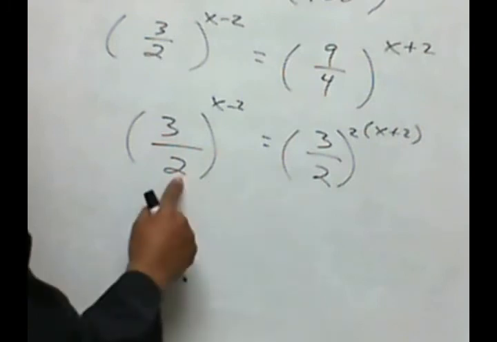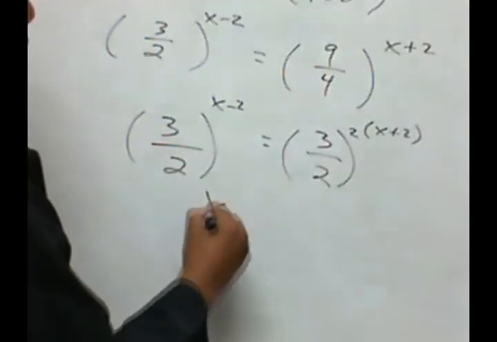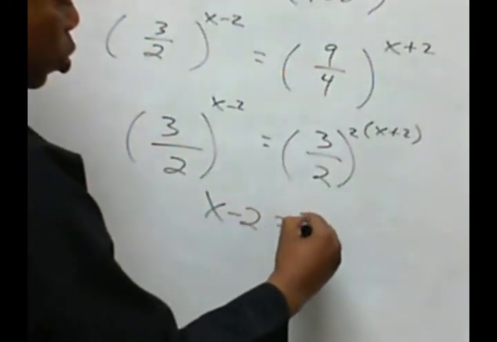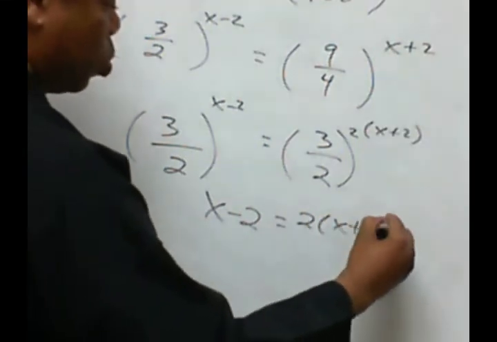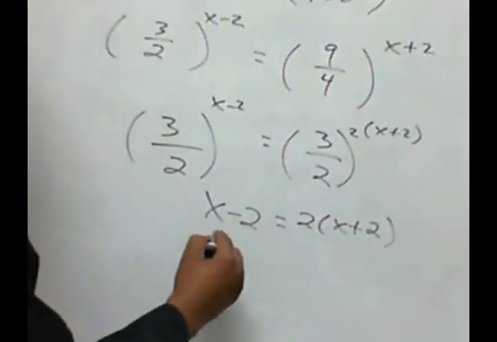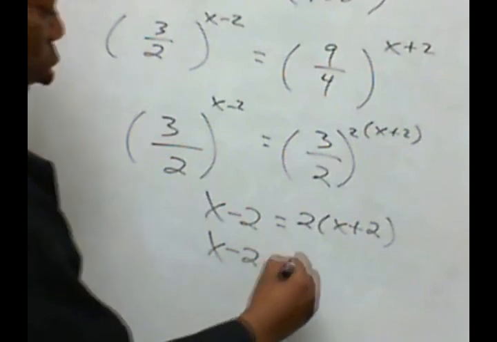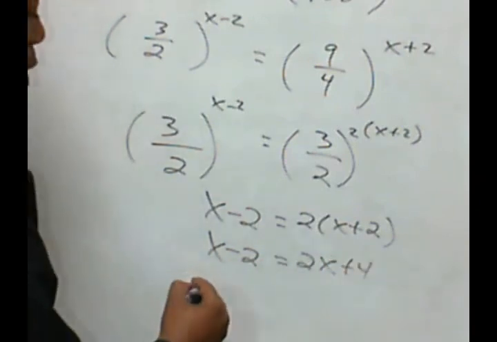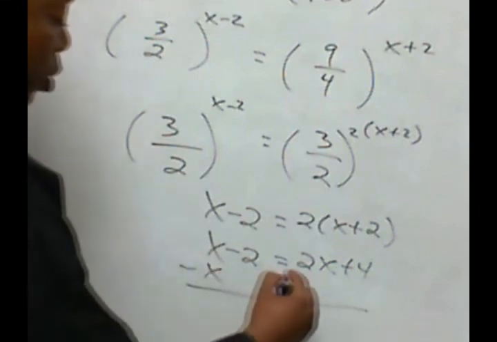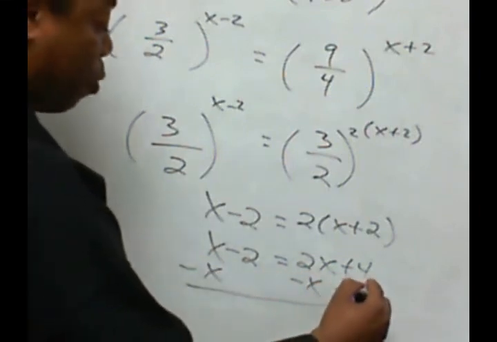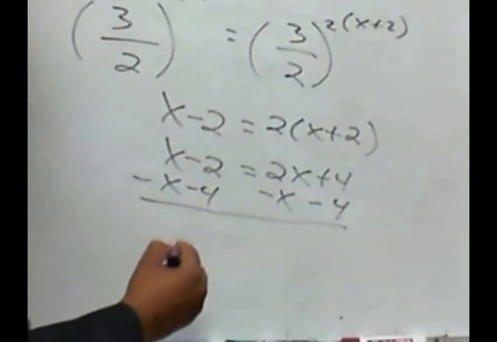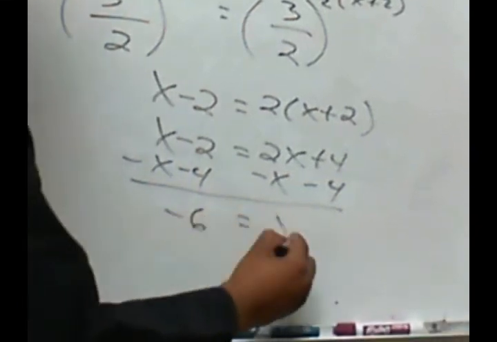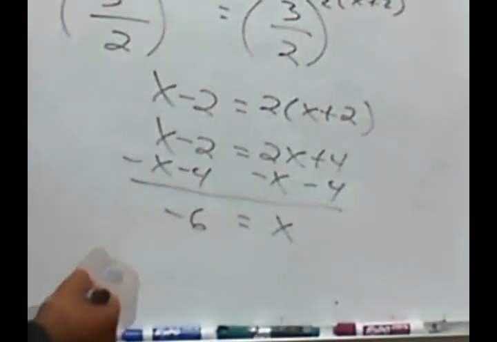Since the bases are common, we can equate the exponents and say x minus 2 equals 2 times x plus 2. Then this distributes and gives us x minus 2 equals 2x plus 4. From here, I'm going to subtract x from both sides, and I'm going to subtract 4 from both sides. This will give us negative 6 equals x, and that's our solution.